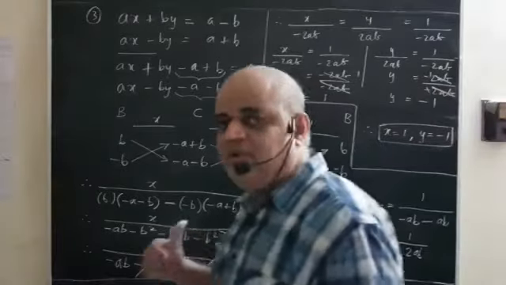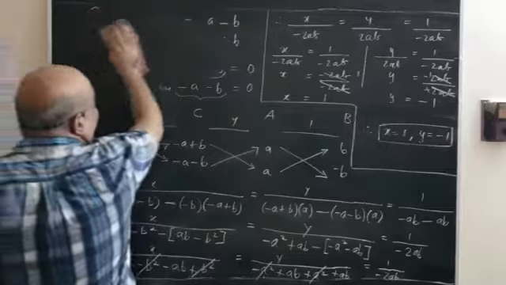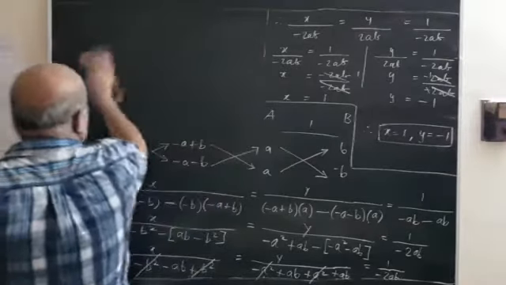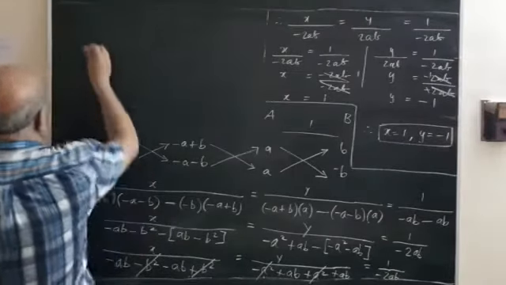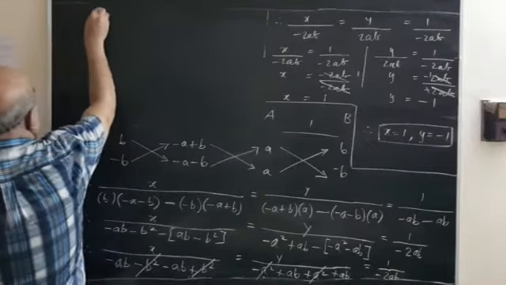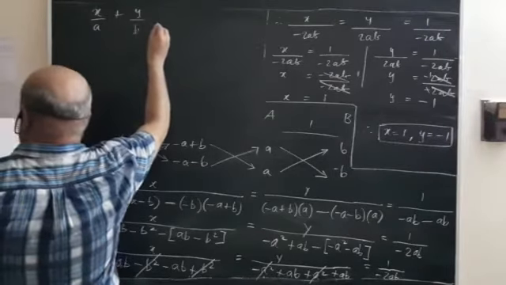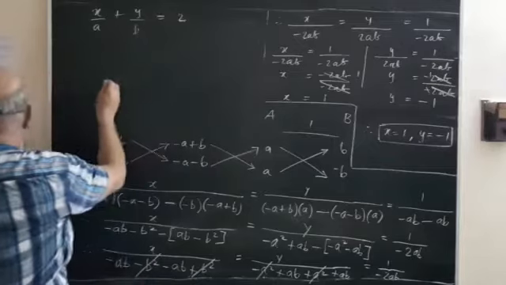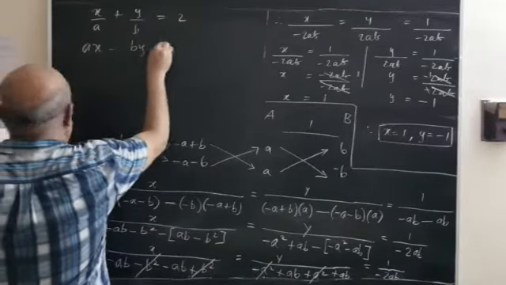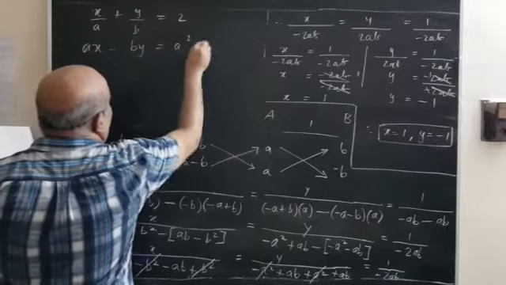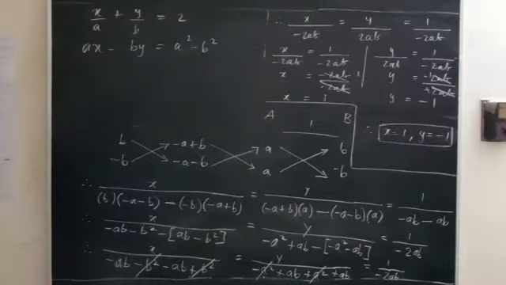Alright, have you noted this down? I'm going to erase it and I'm going to give you a different sum. Try this sum. X by a plus y by b is equal to 2. Ax minus by is equal to a square minus b square. I want you to try this sum.